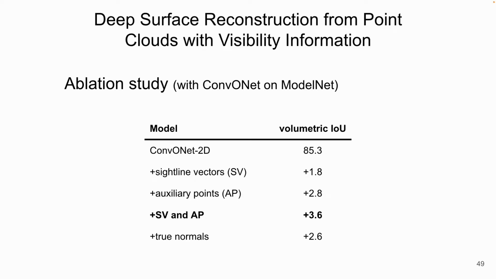So here you can see part of an ablation study we did. And this again shows that adding both augmentations, so sightline vectors and auxiliary points, is beneficial. What is interesting to see is that adding the two augmentations combined produces even better results than adding the ground truth normals. While of course having true normals is a very challenging problem in itself.